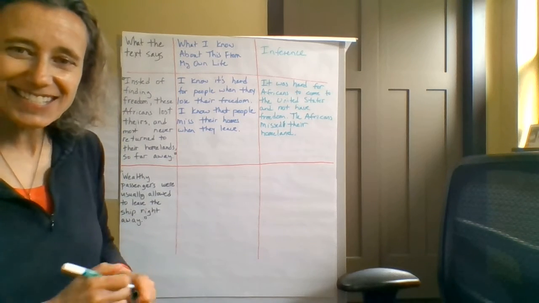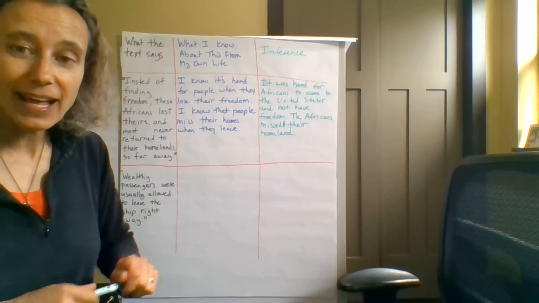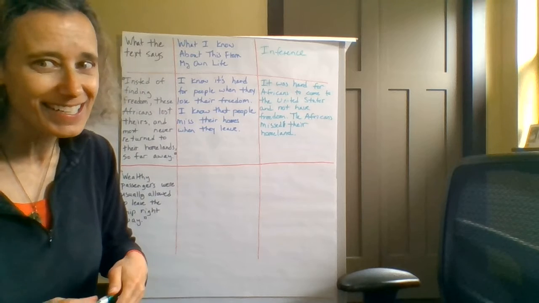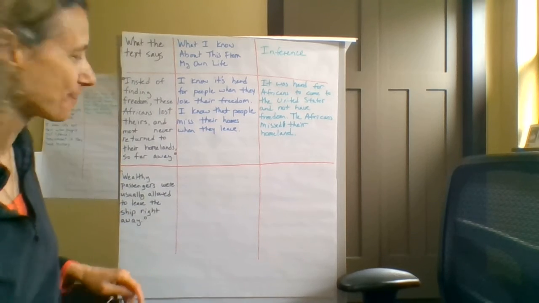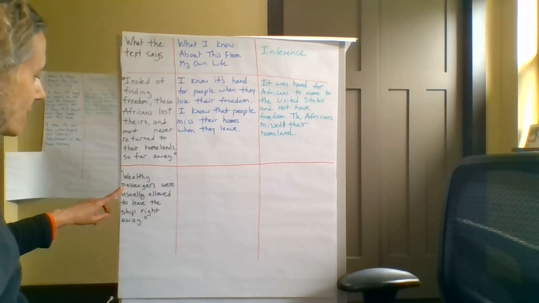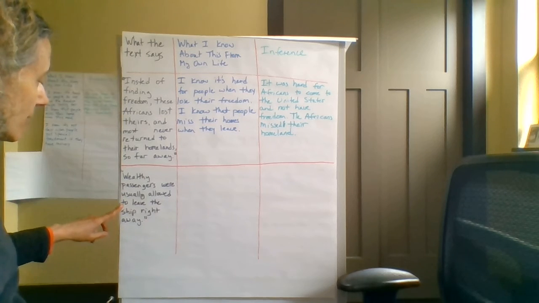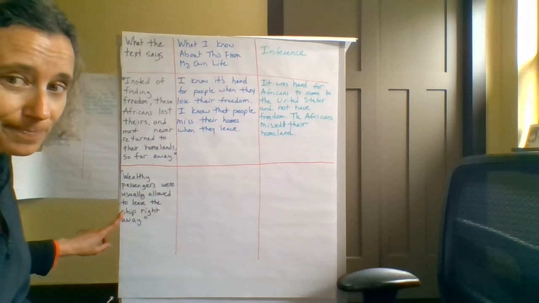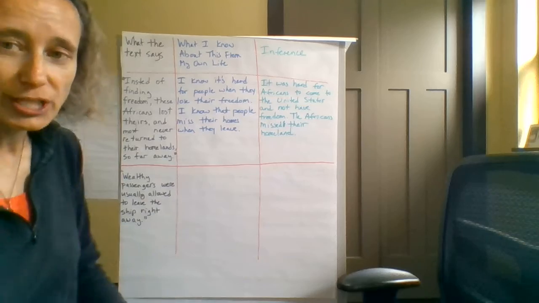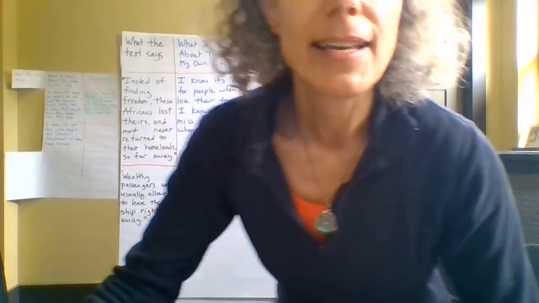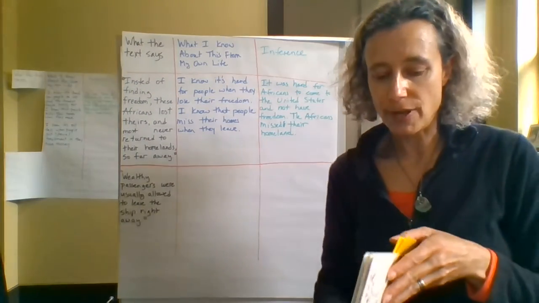Okay, great. Let's look at the second line of text. I'm really excited to see what you infer from this one. Wealthy passengers were usually allowed to leave the ship right away. Okay, let me read you the part of the text that is from.